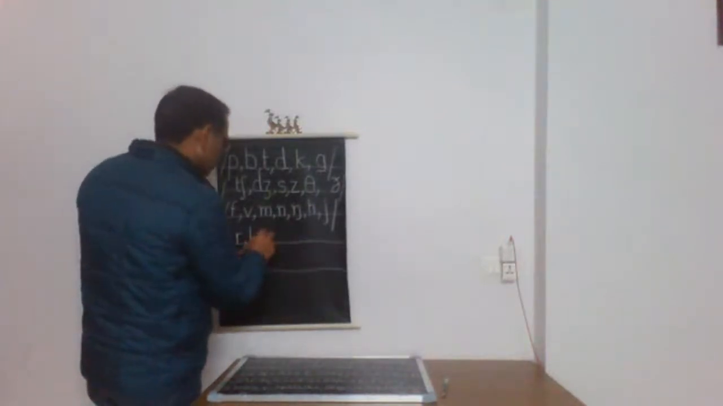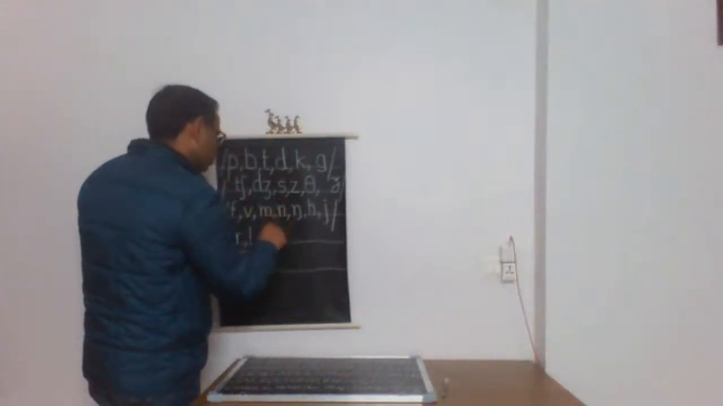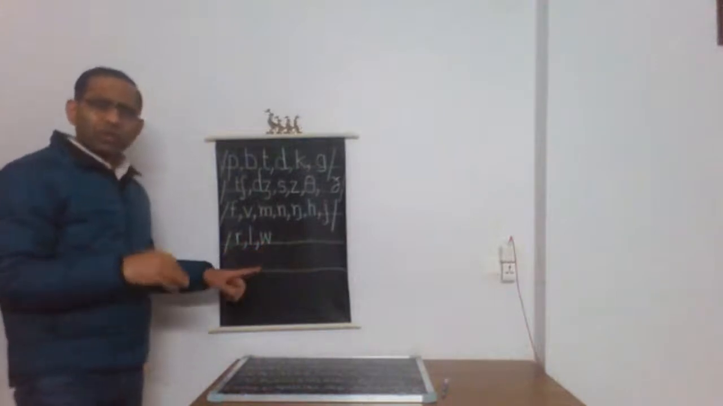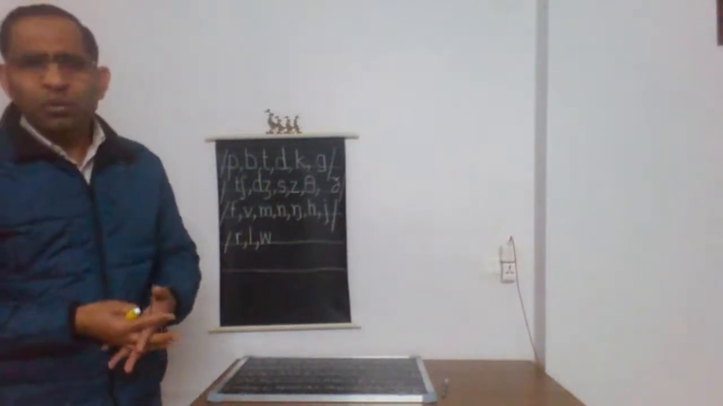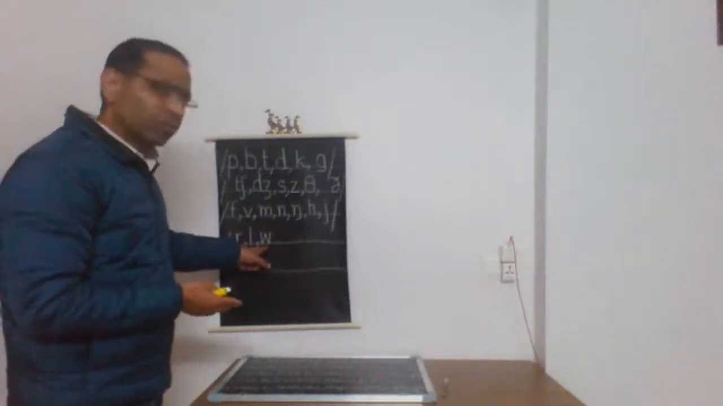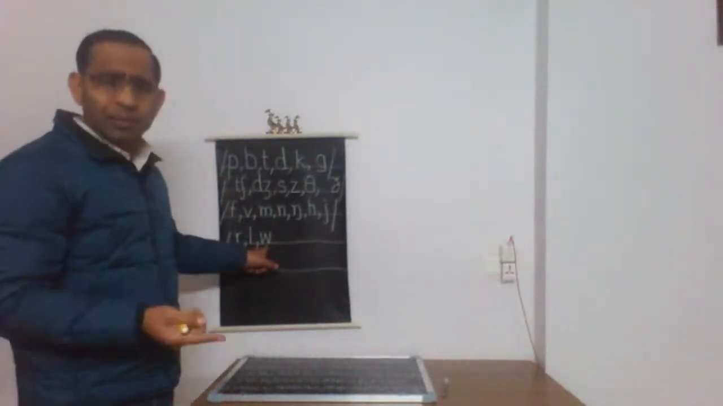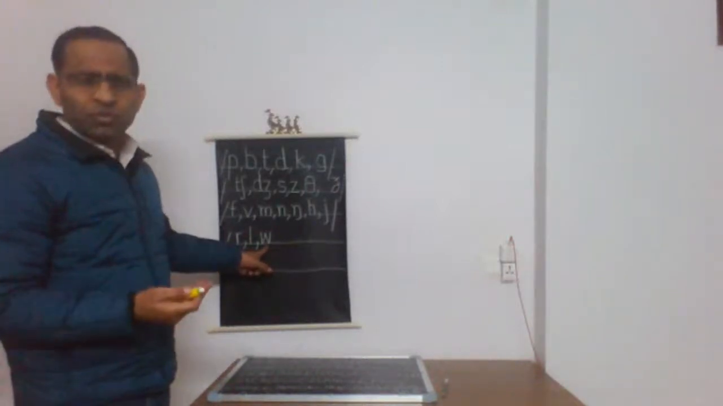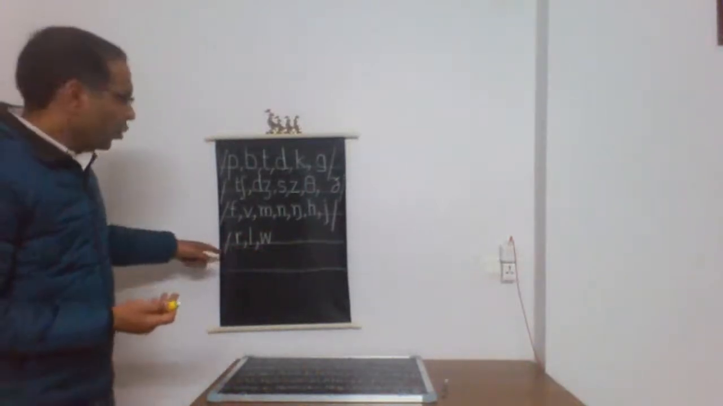Then w. This is w. This w is very close to the Hindi w because the Hindi w and this English w, which we make like this, both are bilabial. We use this sound in was and wow.